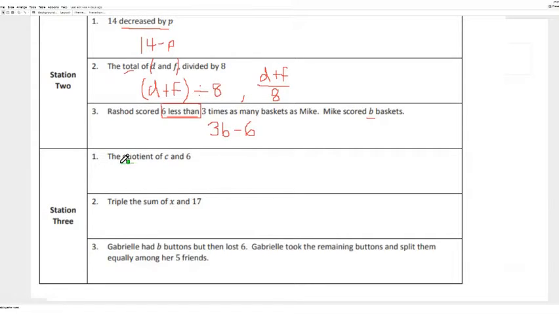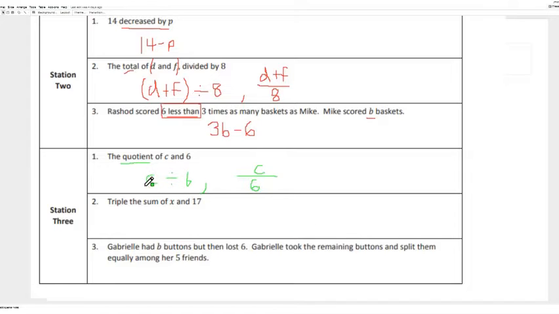Number 1 here says the quotient. Quotient, of course, means division. So a couple things you could use. You could use the division sign, or you could use a fraction bar, either way. So what's the quotient of C and 6? So C divided by 6, or C over 6.